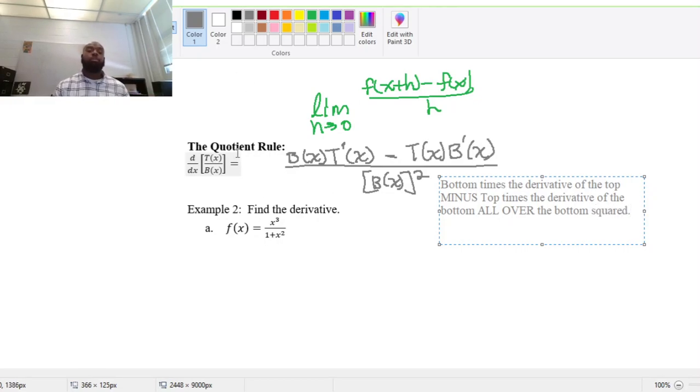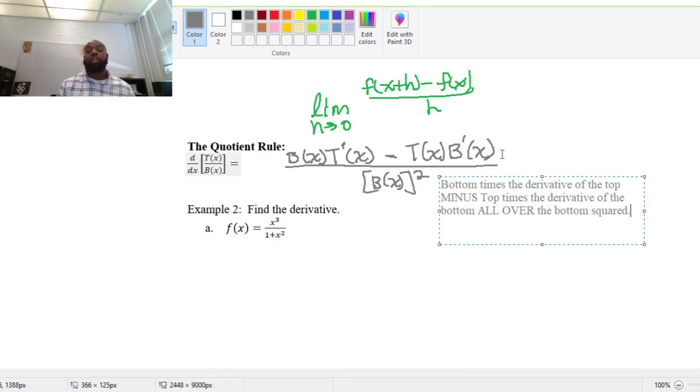All right. Some people call the function on top high, the function on the bottom low. It's low d high, low d high, low, the function on the bottom times the derivative of the top, the high function, minus high d low over the bottom function squared, or low low. All right. Now, those are different statements. I just remember bottom times the derivative of top minus top times the derivative of bottom all over the bottom squared.